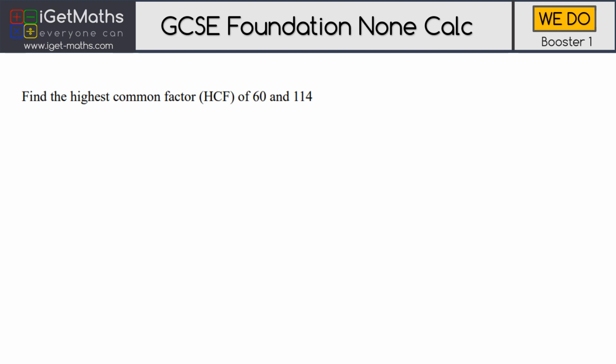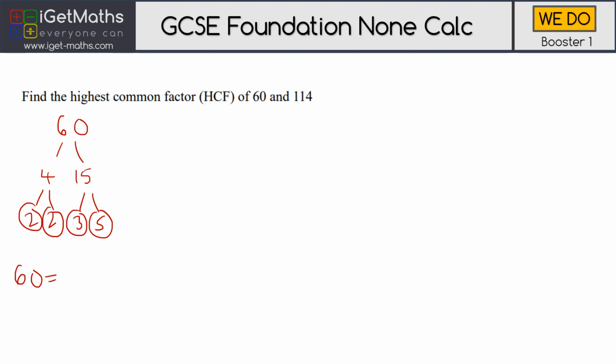Okay, find the highest common factor of 60 and 114. So I'm going to do a factor tree for both of them first. So 60 would be 4 times 15. 4 broke down into 2 times 2. 15 would be 3 times 5. That I'm going to write out fully as 2 times 2 times 3 times 5, so I can put it in a Venn diagram.